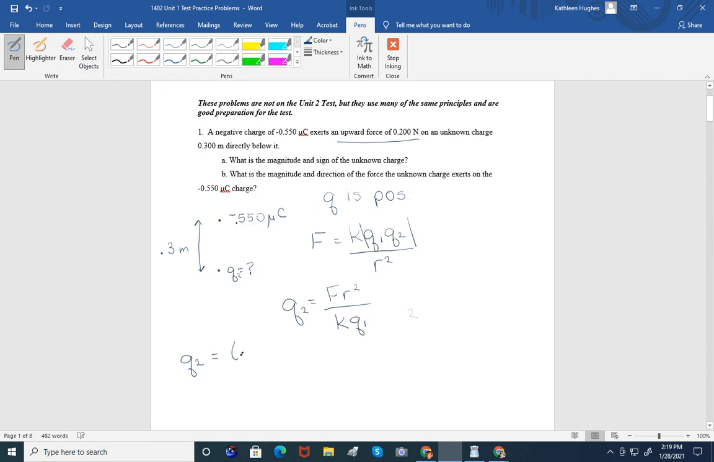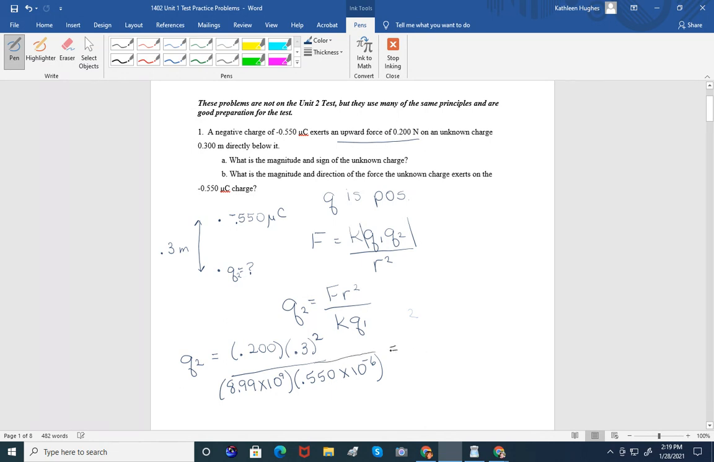The force was 0.2, R was 0.3, K was 8.99 times 10 to the 9th. One of the things I did today is I went ahead and stored that in my calculator so I wouldn't have to write it every single time I used it. And the first charge, size only, 0.550 times 10 to the negative 6. Micro is 10 to the negative 6.